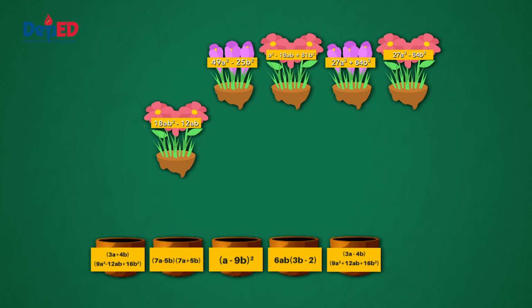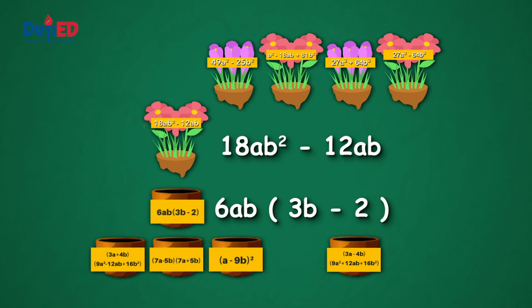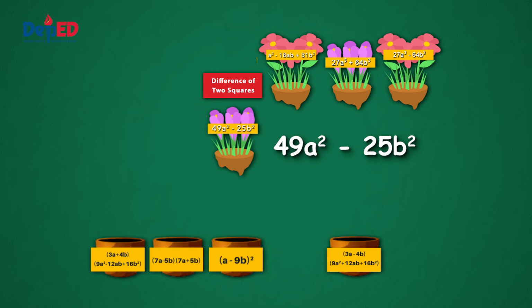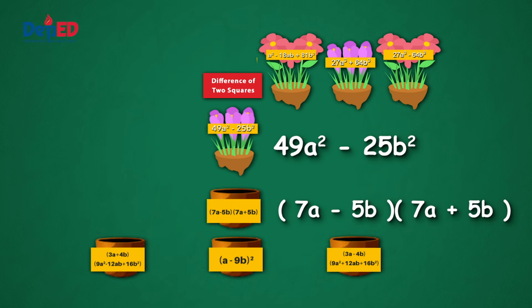Next, factor 18ab squared minus 12ab. It is 6ab times the quantity 3b minus 2. We factored this polynomial by getting the greatest common monomial factor. How about 49a squared minus 25b squared? This is a difference of two squares, and it is a product of 7a minus 5b and 7a plus 5b.